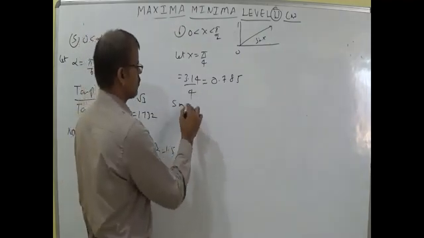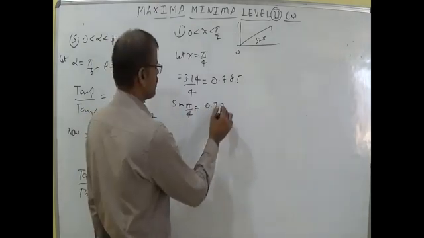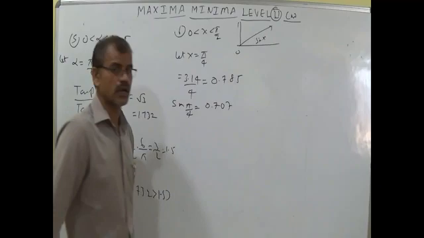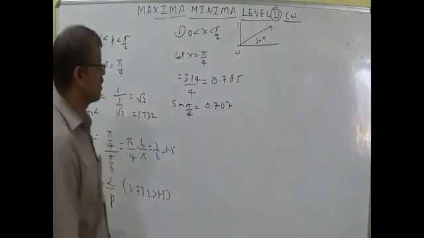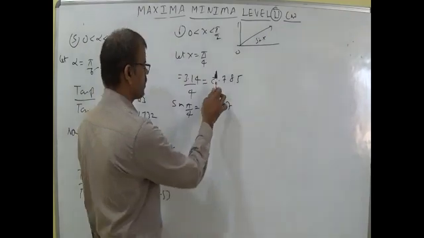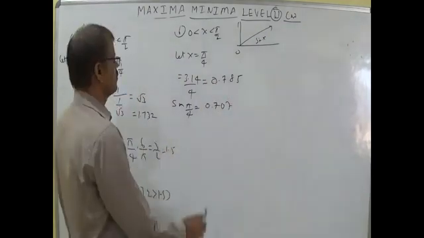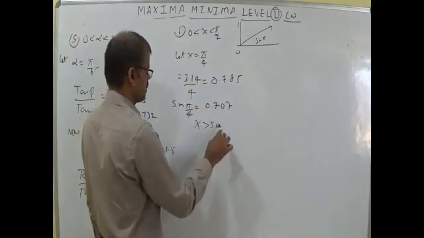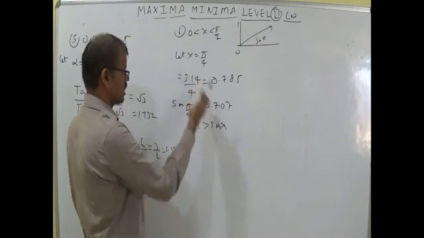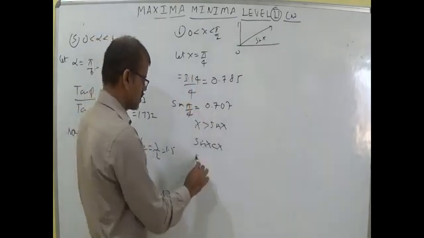3.14 by 4. Sin pi by 4, if you take sin 45 value 1 by root 2, it can be calculated. You can get the value 0.707. We know that 0.785 is greater than 0.707. Then you can understand that x is greater than sin x, according to this value. Otherwise you can write sin x less than x.